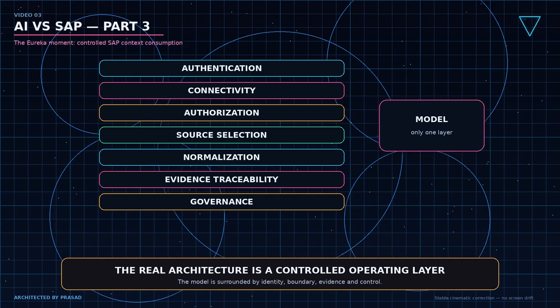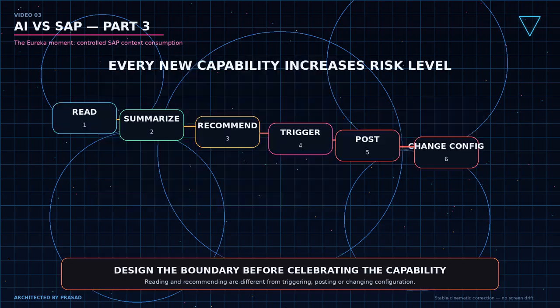For me, this was the real lesson. AI becomes more useful when it is connected to SAP context, but it becomes safer only when the connection is governed. The future is not just adding a model to SAP. The future is building a controlled operating layer around SAP-aware agents. One that can discover, read, reason, and recommend, but only within the boundaries we designed.